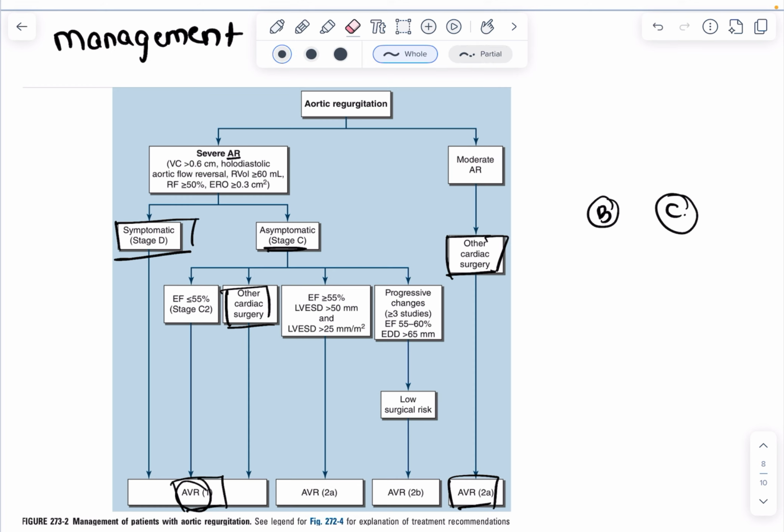Okay. And apart from that, the only other thing is, if on serial monitoring the patient has an ejection fraction less than 55%, that is, the patient is developing stage C2 based on your more than or equal to 3 studies, and the patient is at low surgical risk, then also you will go for aortic valve replacement in this patient. That's it.